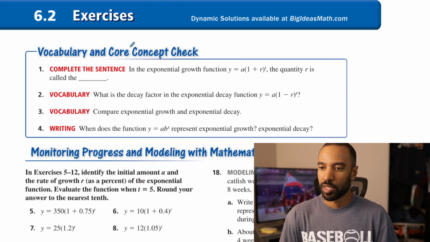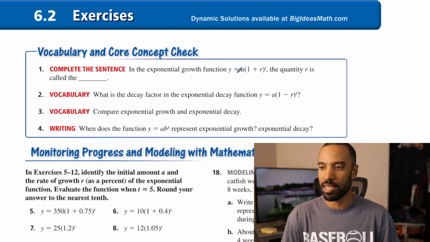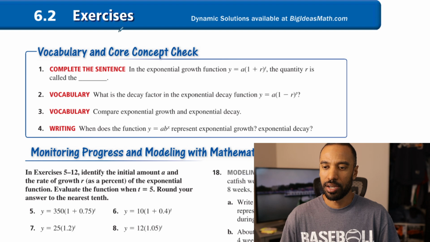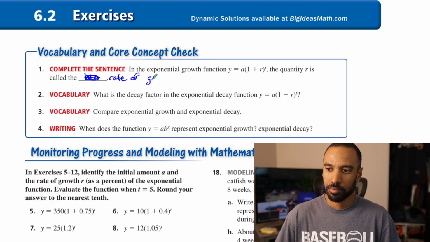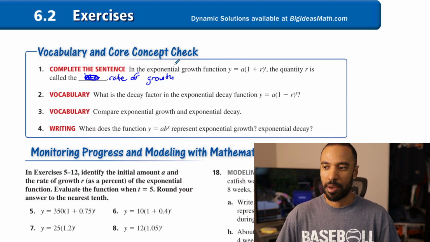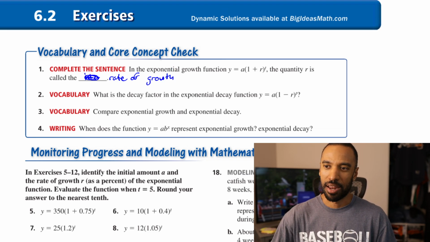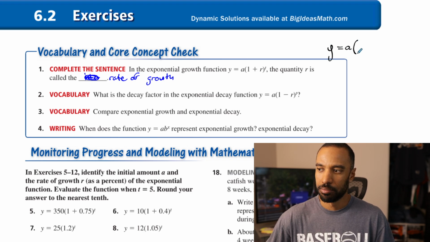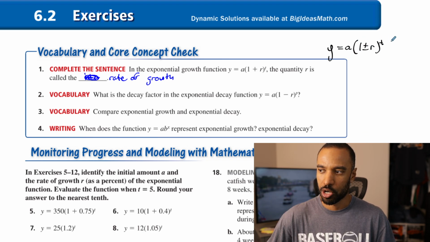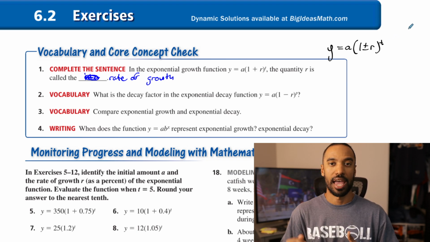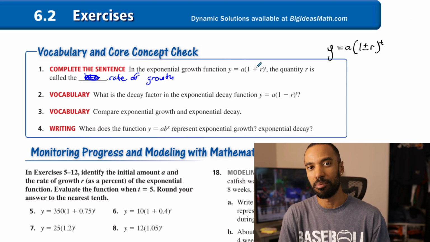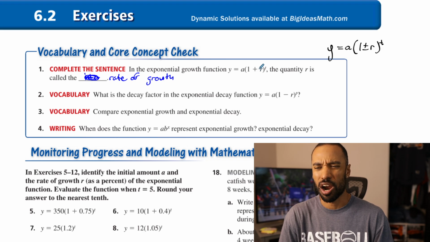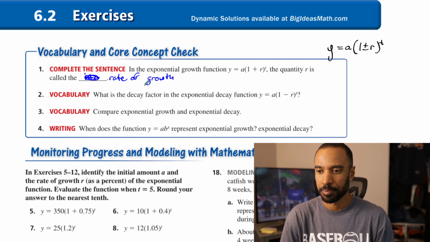All right, number 1. Complete the sentence. In the exponential growth function, y equals a times 1 plus r to the t power, the quantity r is called the, I'm going to call it the interest rate. Wait, the rate. Rate of growth. They are being very specific about separating the 1 plus r formula from the 1 minus r formula. If you ever see me write this, which I likely will, I'll write 1 plus or minus r, meaning this can work both one way or the other. Exponential growth is plus, exponential decay is minus. So when they said 1 plus, that'll specifically be in a growth rate in this case, because r is never negative. You can only add or subtract it.